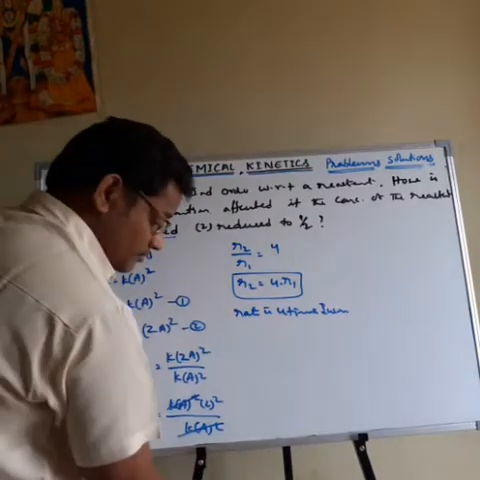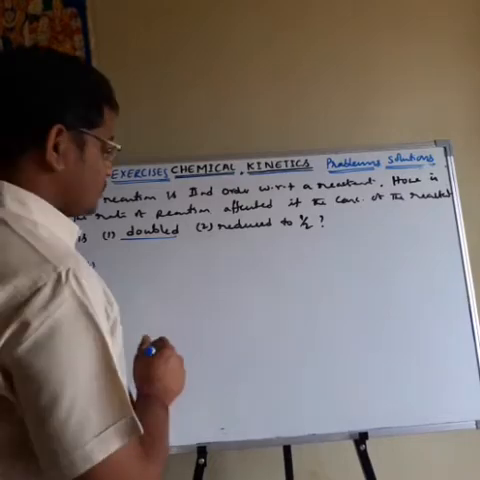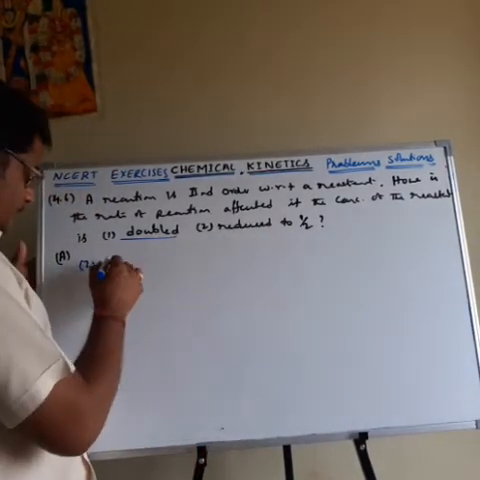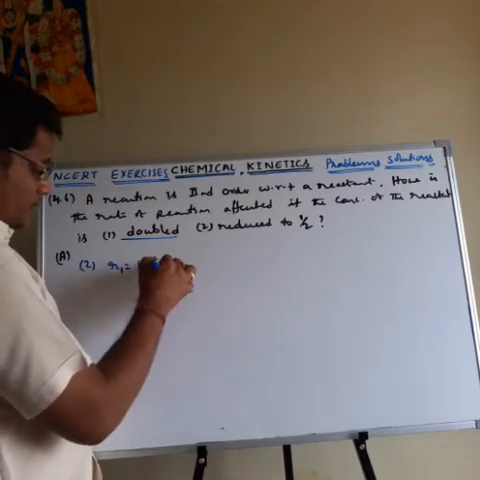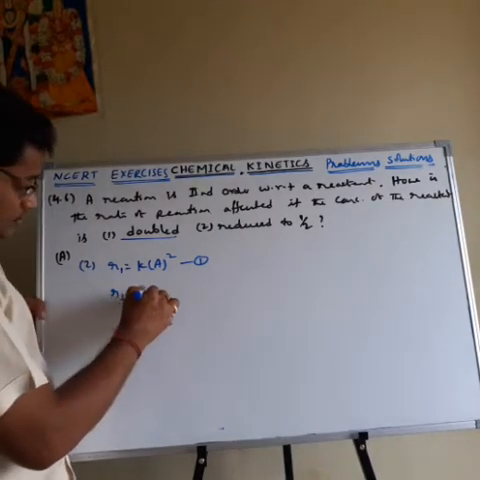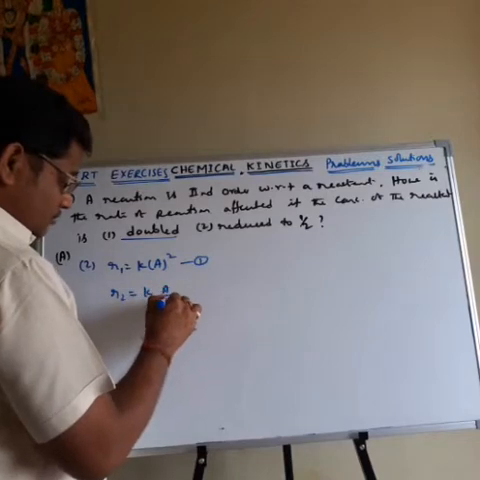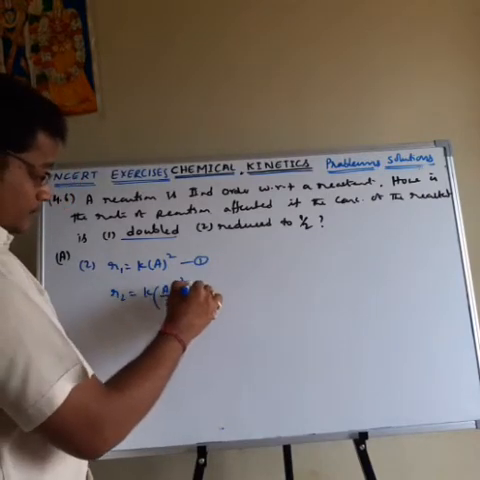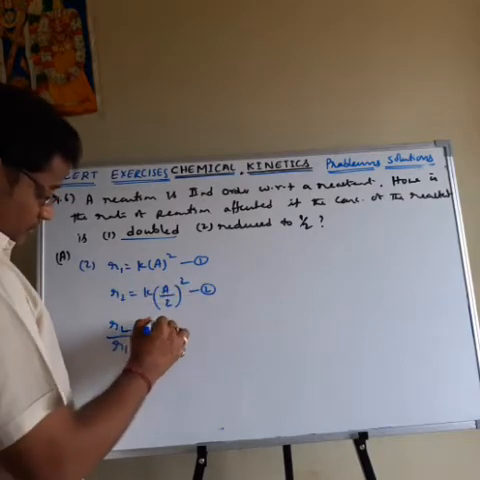Let us see the second one. The concentration of reactant is reduced to 1 by 2. What happens? First, R1 is equal to k into [A] power 2. That is equation 1. Then R2 is equal to k into the concentration of A reduced to 1 by 2, so [A] power 2 means (A by 2) power 2. That is equation 2. Then equation 2 divided by equation 1.